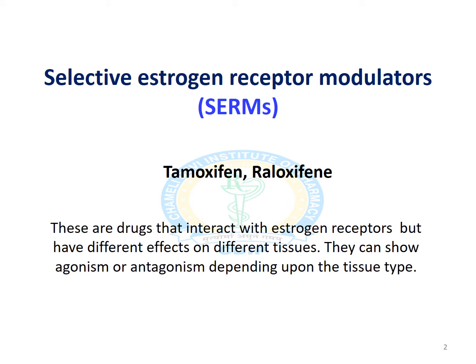Under this, the first category is selective estrogen receptor modulators, which, depending upon the location on which they are acting, sometimes behave as anti-estrogenic, and in some cases they behave as estrogenic drugs. The examples are Tamoxifen and Raloxifene. These drugs interact with the estrogen receptors and have different effects on different tissues. Sometimes they behave as antagonist and sometimes as agonist.